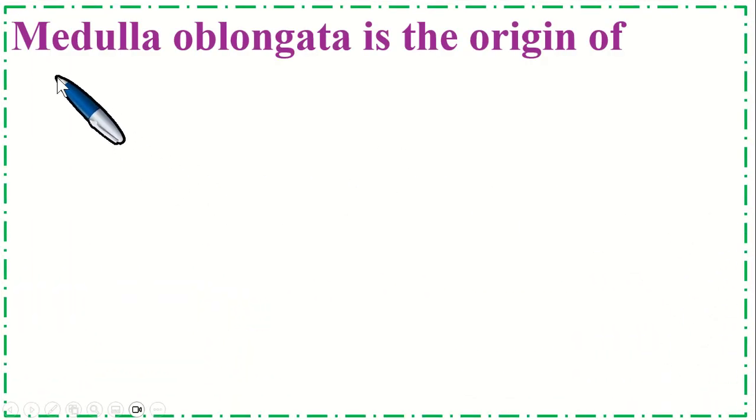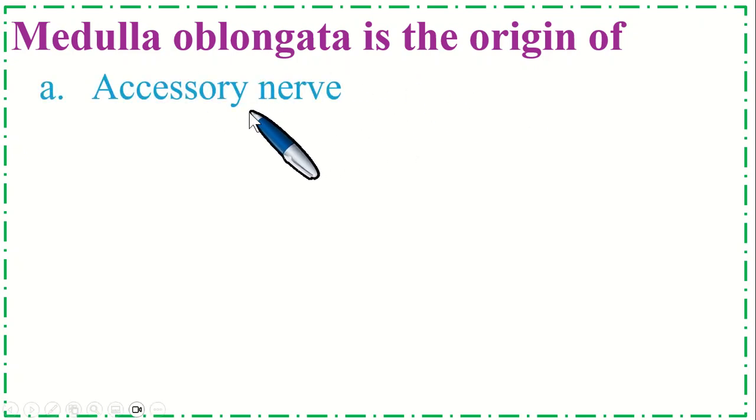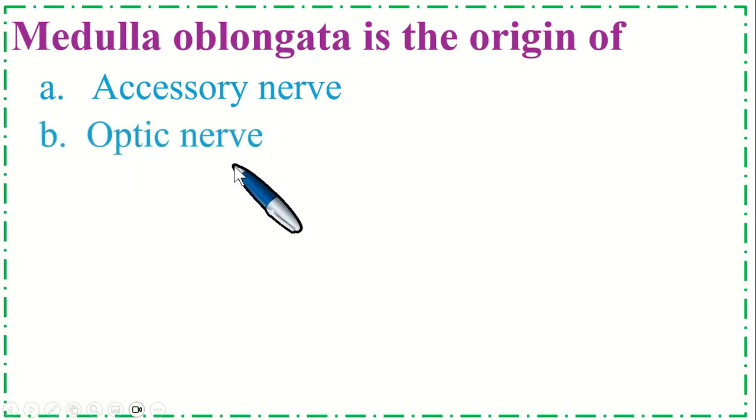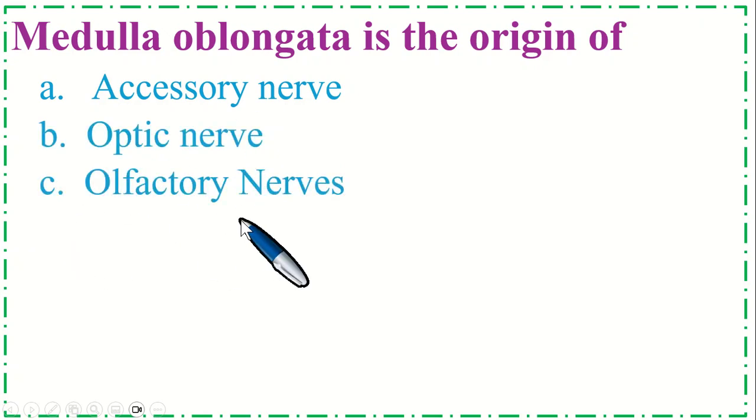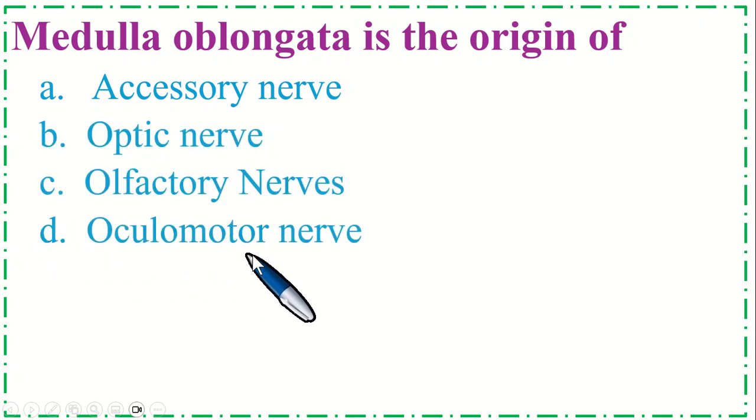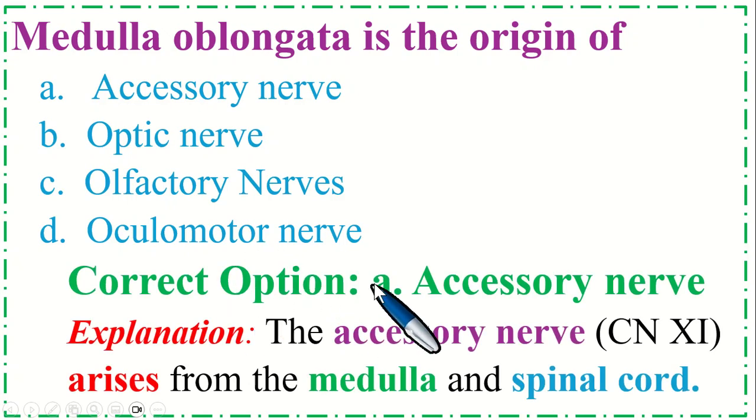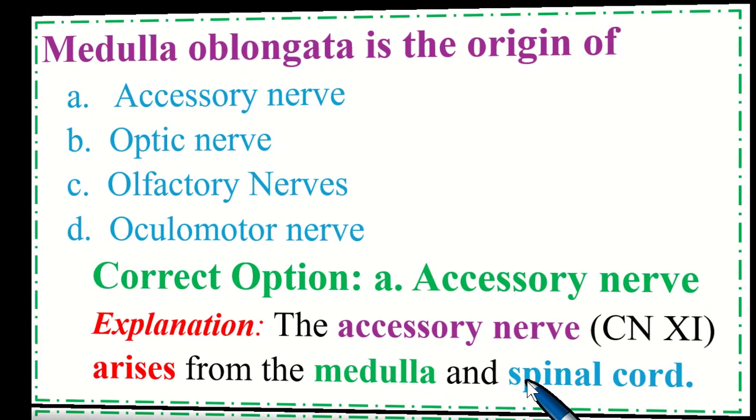So this is a very important MCQ. Medulla oblongata is the origin of: option A, accessory nerve; B, optic nerve; C, olfactory nerve; and option D, oculomotor nerve. So the correct option is A, accessory nerve. The accessory nerve arises from the medulla and spinal cord.